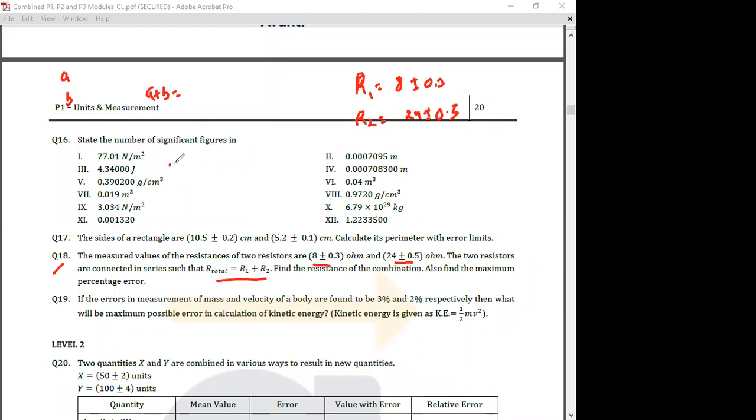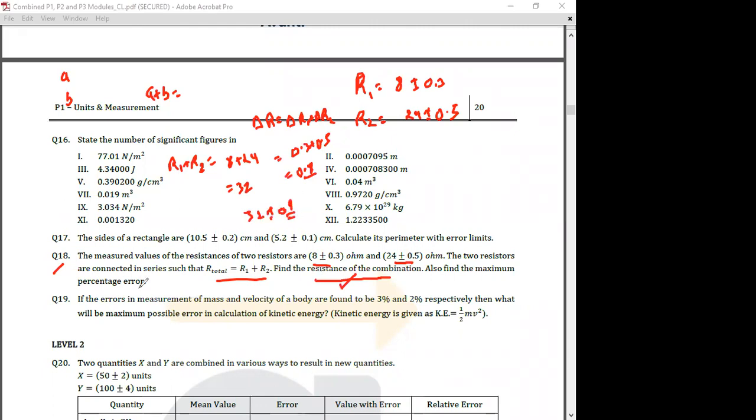So when you talk about total, which is R1 plus R2, it will be what? Tell me. 8 plus 24, which is 32. But you are asked to find the resistance of the combination and maximum error percentage. Now, when you talk about the error, what is delta R in this case? Tell me. Same, delta R1 plus delta R2. Yes or no? How many of you remember this? Which is equal to 0.3 plus 0.5, which is 0.8. So the resistance of the combination is 32 plus minus 0.8.